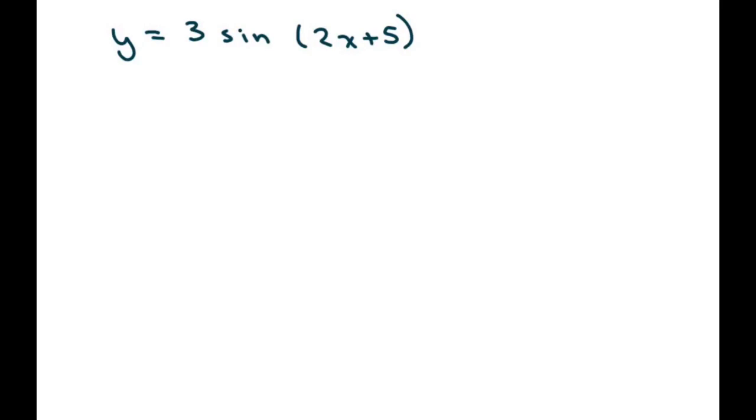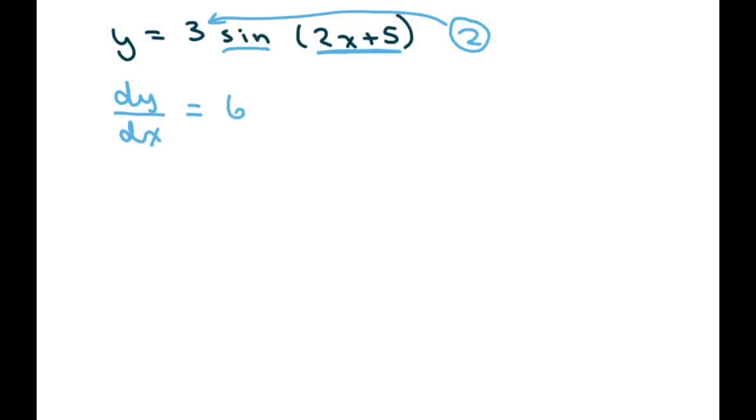Okay, and the next one is sine. So basically, the derivative of sine is cosine. So we're going to take the derivative of y with respect to x. With the inner function, the derivative of the inner function is just 2. So you multiply that by 3, so you're going to get 6. The derivative of sine is just cosine. And then you just write your inner function here. Okay, that's the first derivative.